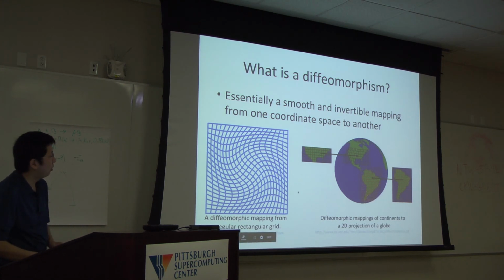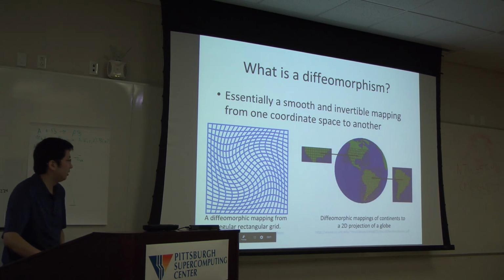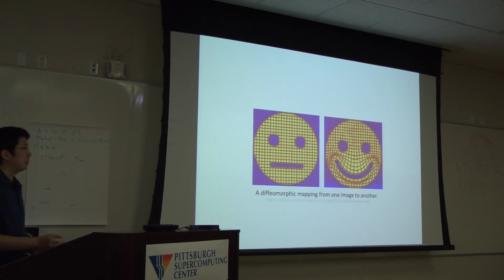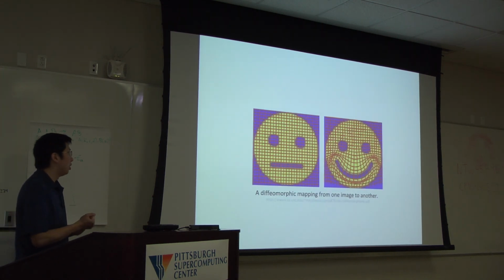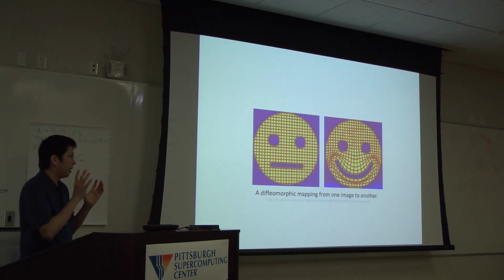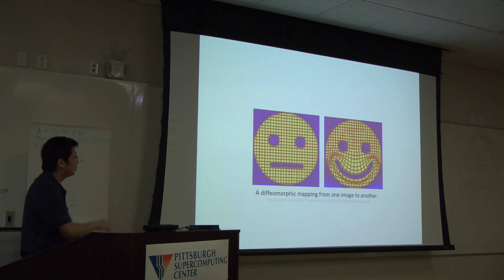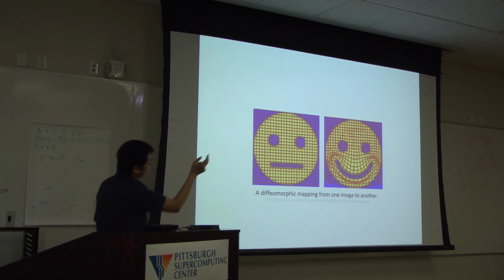So here's a more concrete example. We can map the continents in the globe, here this is the 3D globe, to a 2D map like this. And we can also map this 2D map back to the 3D Earth. And we can use the same idea to do the diffeomorphic mapping for images. So suppose here are two faces. We want to map the left one to the right one.